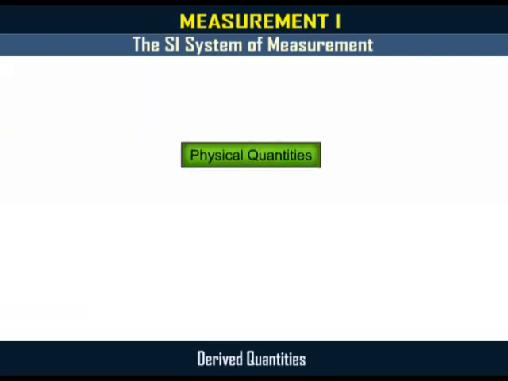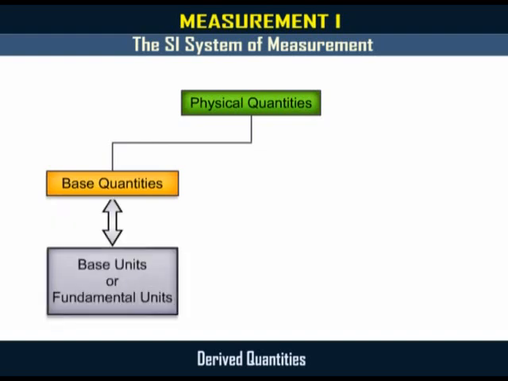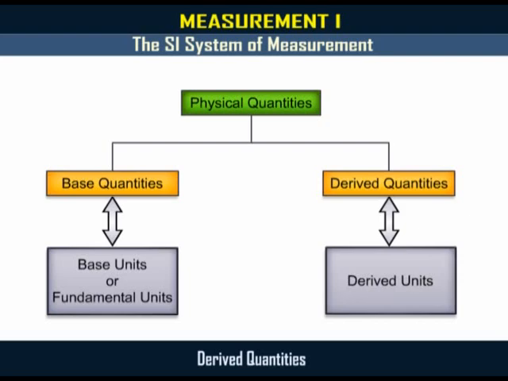Most physical quantities are expressed in terms of the basic quantities, also called the fundamental units. The other quantities which are expressed in terms of basic quantities are called derived quantities. For example, area.